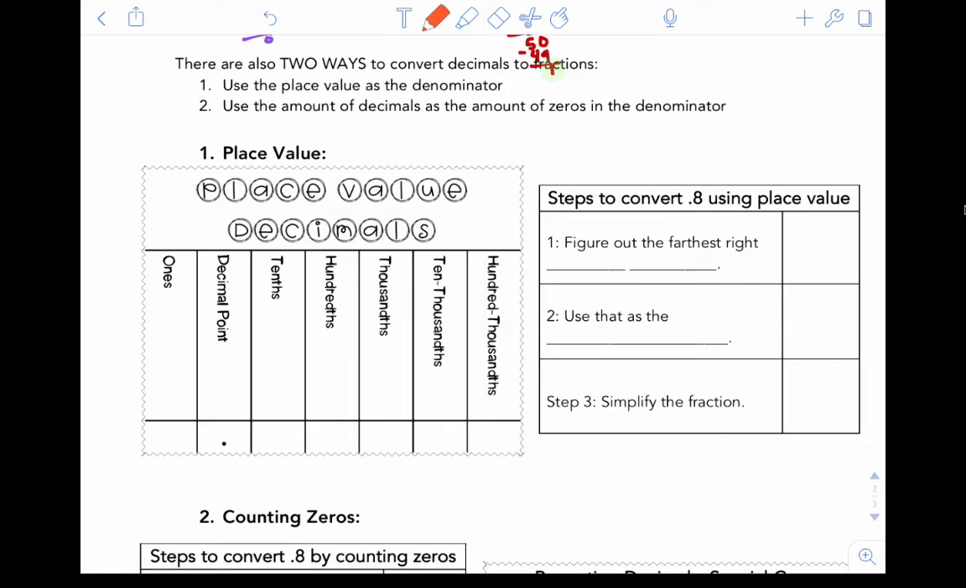So let's start with place value. We're going to convert the number 0.8 to a fraction using place value. We have a few different steps that we need to go through here. The first step is to figure out what the farthest right place value is.